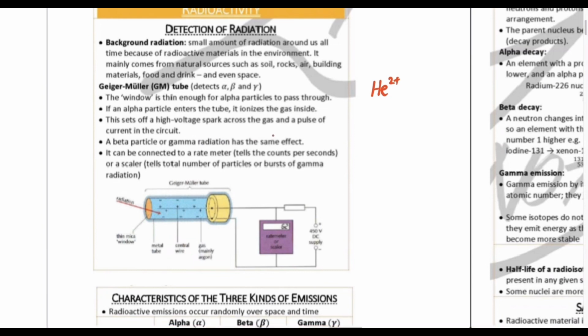It has the same effect. So we have alpha, beta, and gamma. Beta and gamma have the same effect, just that the ionizing power is not as much as alpha. Alpha has the highest ionizing power. Beta is moderate, and gamma is the lowest in ionizing.